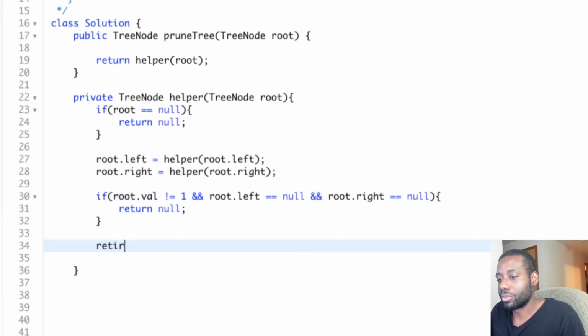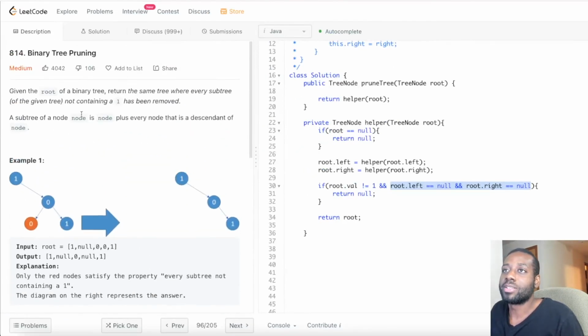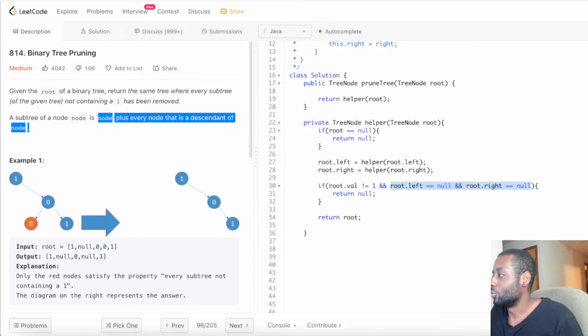And in any other case, we can return the root to our parent, so our parent could use us. If the value is a one, they will return the root. If the value is a zero, but its left side and right side are not both null, meaning there's a one that exists somewhere on my left side or my right side, I say, cool, don't delete me. Because in this subtree, from my parent's perspective, there exists a one. And they define a subtree as a node plus every node that is a descendant of the node, so that's what makes it very interesting.